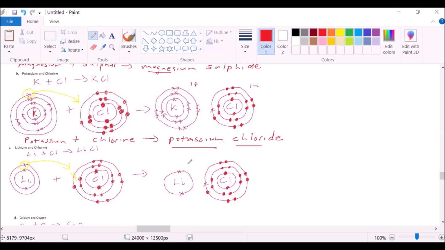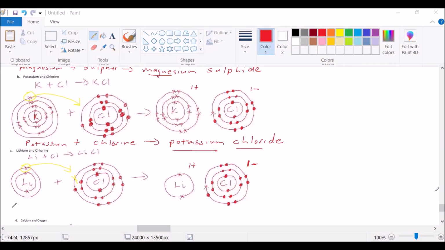Now the charge here is 1 plus, and the charge here is 1 minus. The electron gained is a negative charge, so the charge will be 1 minus. So we can say lithium reacts with chlorine to form lithium chloride. And lithium chloride, potassium chloride, magnesium sulfide are the ionic compounds formed from the atoms.